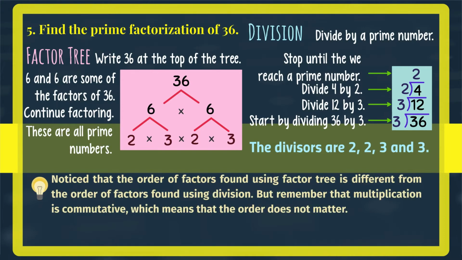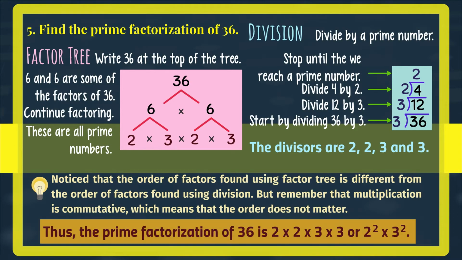If you noticed, the order of factors found using the factor tree is different from the order of factors found using division. But remember that multiplication is commutative, which means that the order does not matter. Thus, the prime factorization of 36 is 2 times 2 times 3 times 3, or the square of 2 times the square of 3.